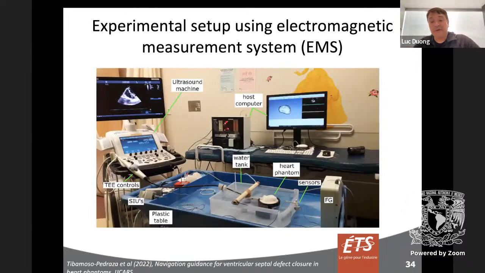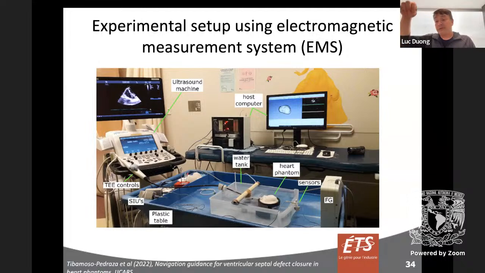So once we have the 3D model of the phantom, of course, we wanted to replicate what's going on in the OR. So we use here the ultrasound machine with the TEE probe that is being used during ventricular septal defect procedures. We also had an Aurora tracking system from Northern Digital, where we could track the position of the probe.